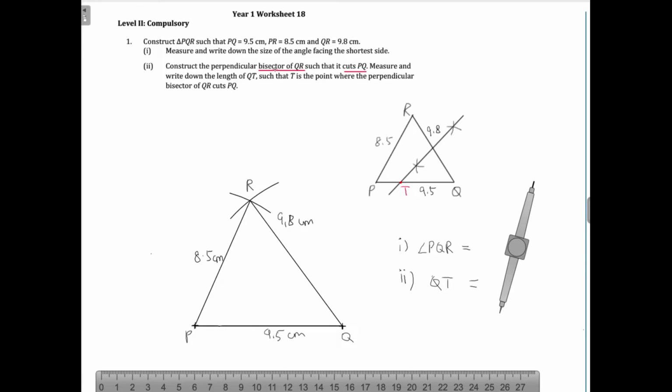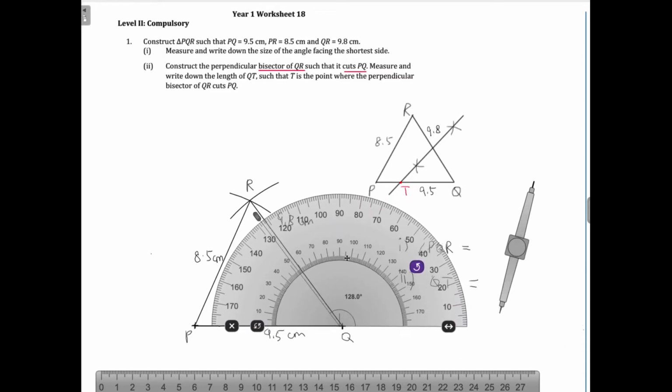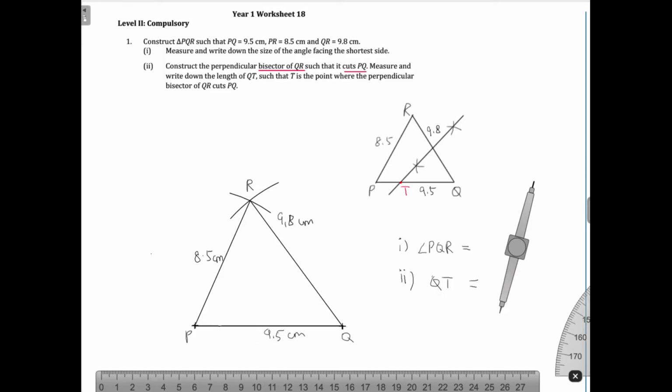In the first part, we need to measure the size of the angle facing the shortest side. So we need to bring our compass to Q because Q is where the angle is that faces the shortest side, 8.5. So we bring the protractor and take a measurement. It is about 52 degrees.